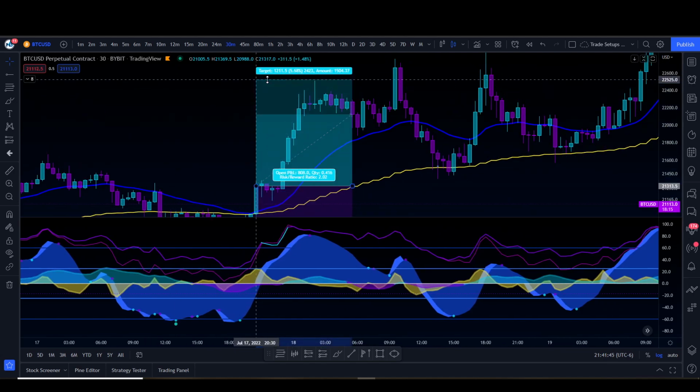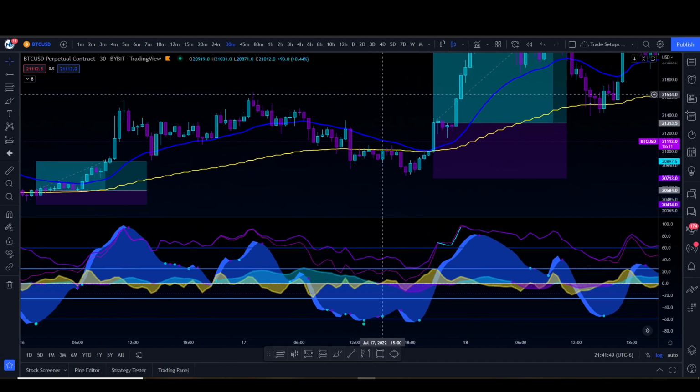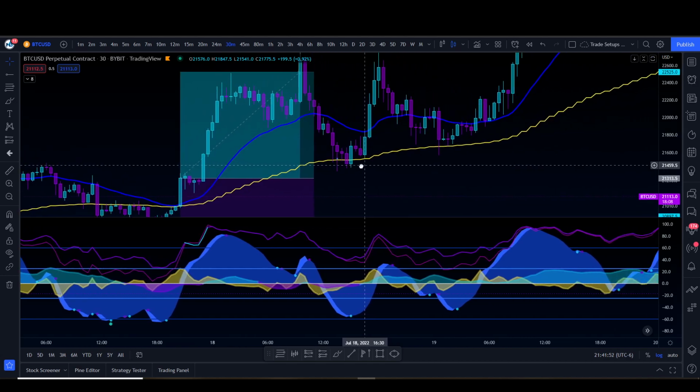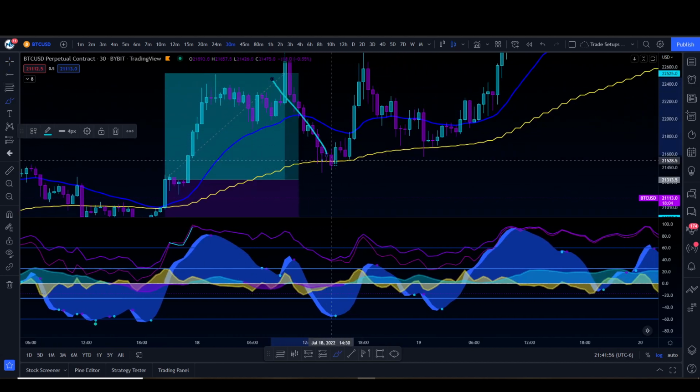So don't be afraid, just maybe don't put as much into this trade as you would a normal one. But look, we still get it. Just like that. And then here we go again. Boom. Back test into it.